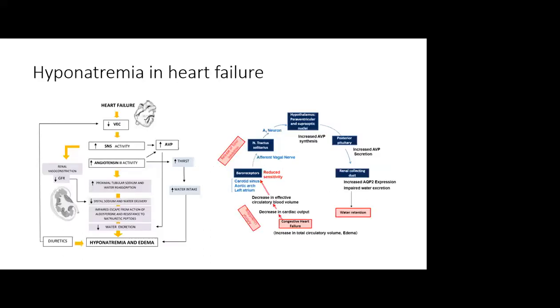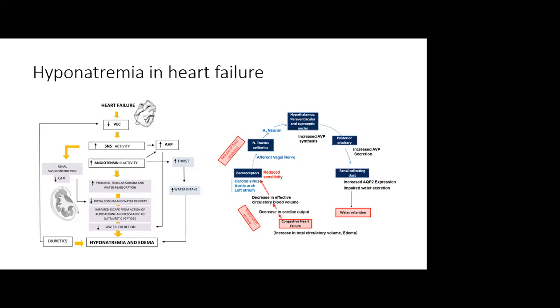Yes, hyponatremia and heart failure. Studies have shown that patients in heart failure, or with cardiac failure, who happen to have hyponatremia tend to do worse than patients without hyponatremia and heart failure. How does that come about? With heart failure, there's decreased cardiac output, obviously. Then there's decreased effective circulatory blood flow that gets sensed by the baroreceptors, and that results in an increase of vasopressin.